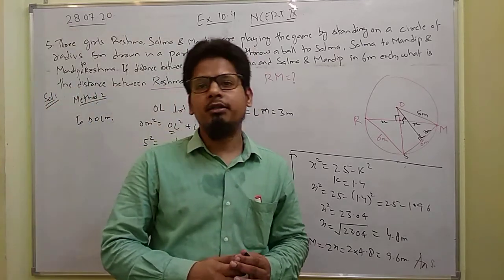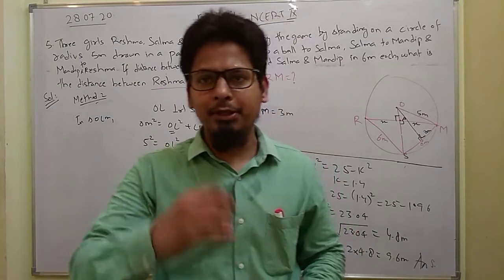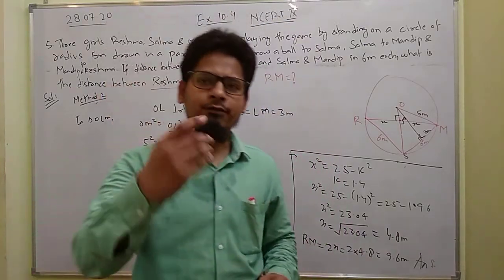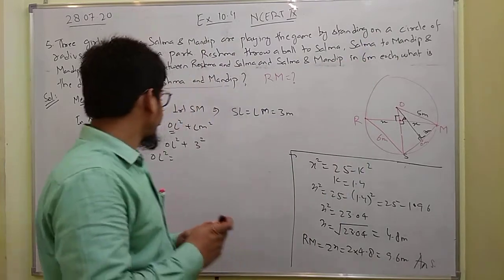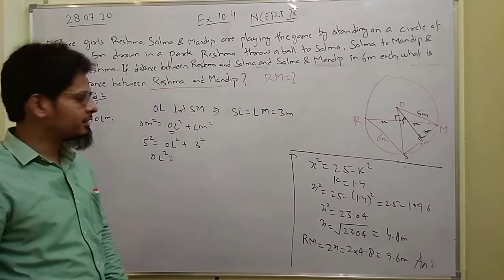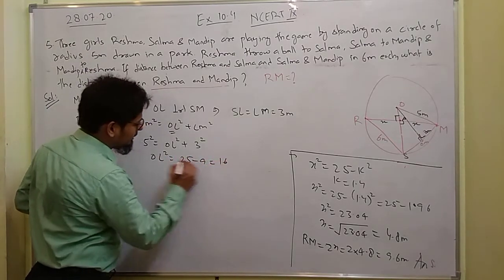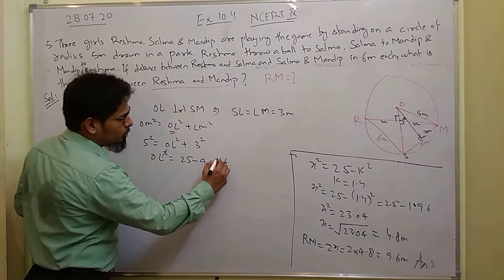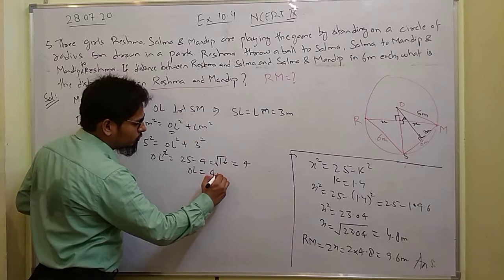Pythagoras triplets are such three numbers that satisfy the Pythagoras theorem. For example, 3, 4, 5; 6, 8, 10; 5, 12, 13, and so on. Right? There are so many series. You learn a few. It will help you in your calculation and will save your time. This is 25 minus 9, it is 16. Removing the square, the root comes here. This is 4, right? So now we have OL is equal to 4 meter.